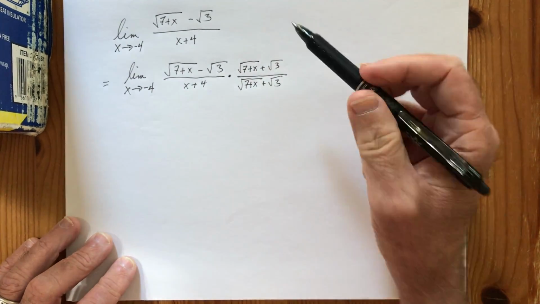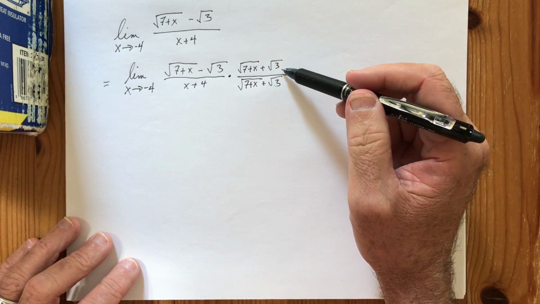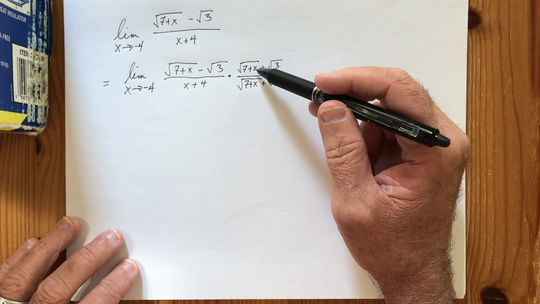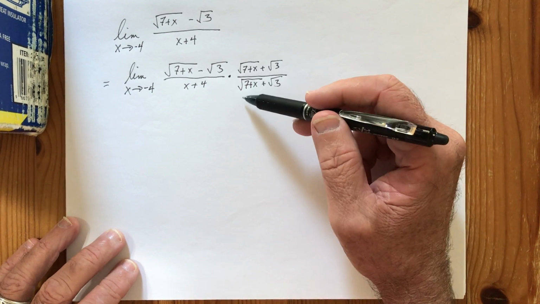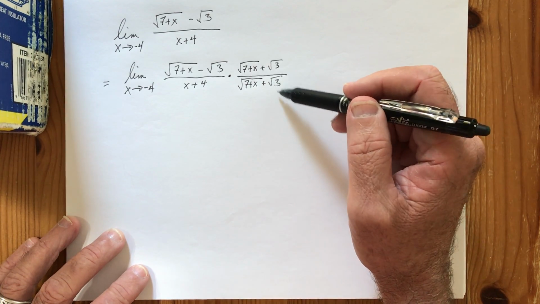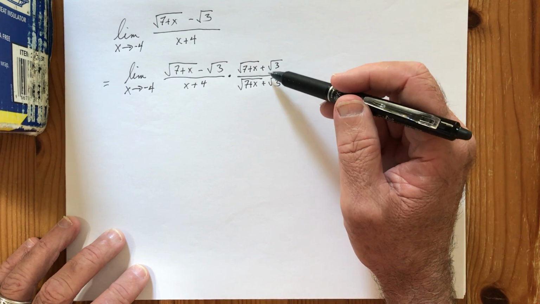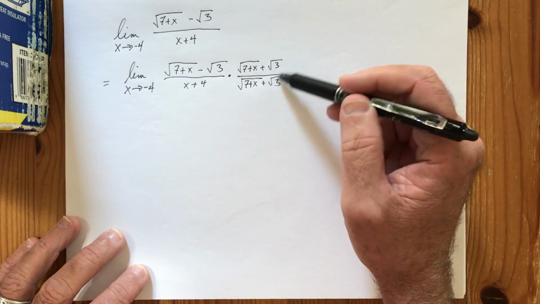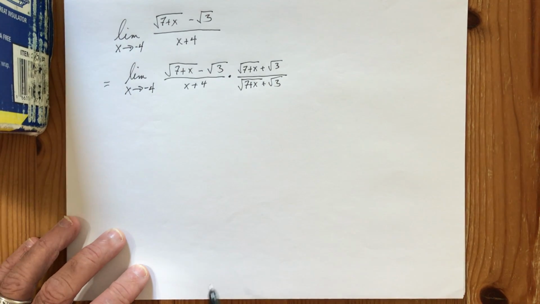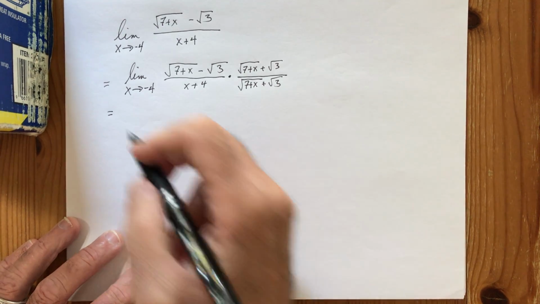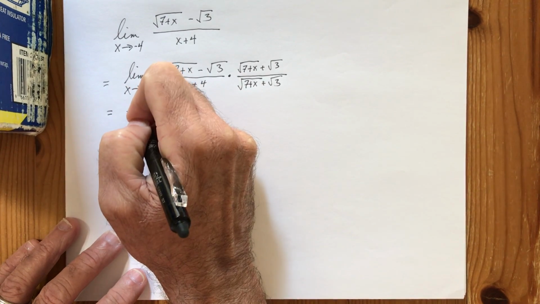And the reason why we do that is whenever we divide a number by itself, the result is 1. So that means that radical 7 plus x plus radical 3 over radical 7 plus x plus radical 3, that thing is really 1. Now, we don't want to cancel it out here, but we're going to use it. So when we're multiplying 1 by the original limit, that doesn't change the value of the limit. It changes the form of the limit, but it doesn't change its value. So the next step is to actually do the multiplication.